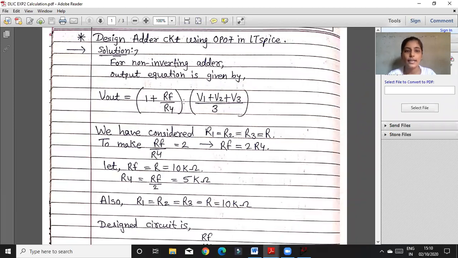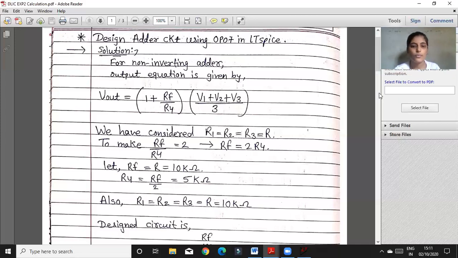So for the non-inverting adder, the output equation is given as Vout is equal to 1 plus RF upon R4, times (V1 plus V2 plus V3) upon 3. And we have considered R1, R2, R3 equal to R to make RF by R4 equal to 2. So my RF is equal to 2 R4, and I assume RF is equal to R is equal to 10 kilo ohms. So R4 is equal to RF by 2, which is 5 kilo ohms. So my R1 equal to R2 equal to R3 equal to R, which is 10 kilo ohms, is shown here.